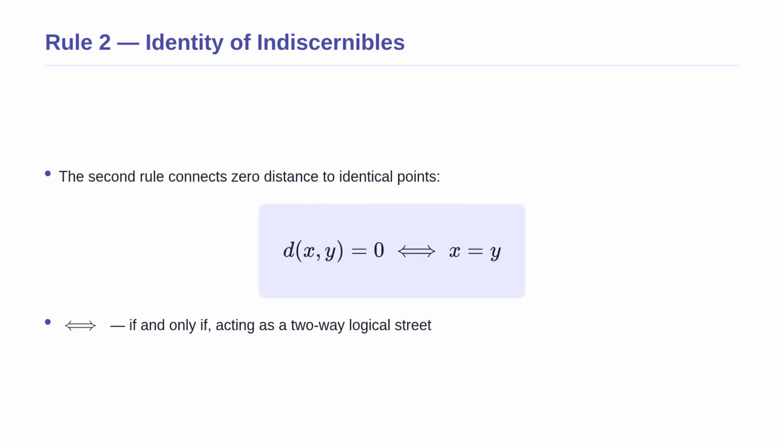This brings us to the second rule, called the identity of indiscernibles. The double-headed arrow symbol you see means if and only if, which acts as a two-way street for the logical statement. This rule states that the distance between 2 points is exactly 0 if and only if they are the exact same point. If you measure the distance from a spot to itself, you must get 0. Conversely, if your tape measure says the distance between two supposedly different things is 0, they are actually the exact same thing.